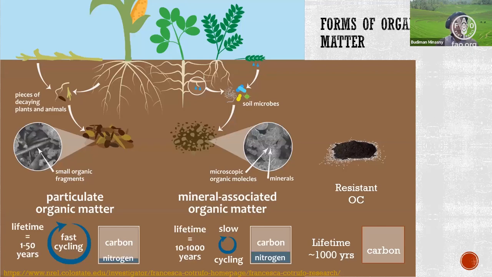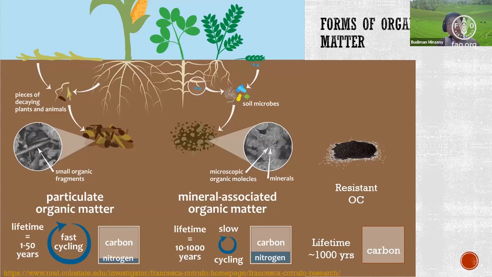And nowadays, it's not just about total carbon. It's not just about the organic carbon, but different forms of organic matter. So people have to differentiate them. There's particulate organic matter. That means small organic fragments, less than 2 millimeters, that have been decomposed but are still not incorporated in the mineral of the soil. This is called particulate organic matter. And the lifetime is shorter because it's not protected. It can be consumed by microbes and so on.